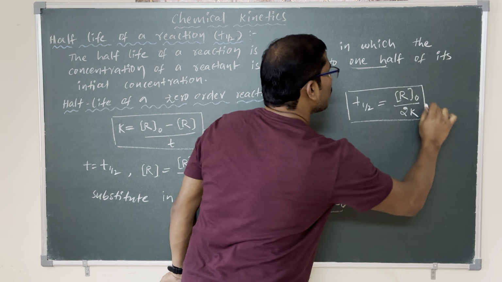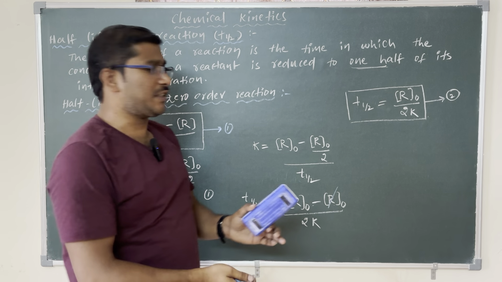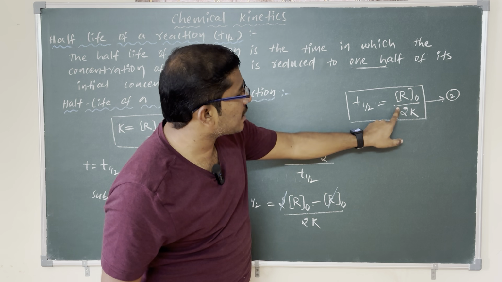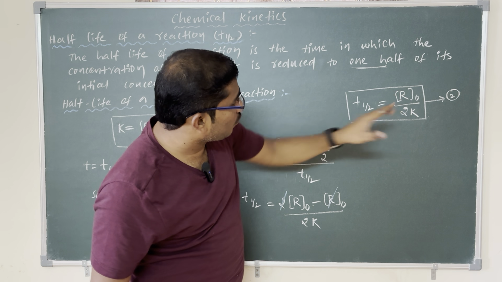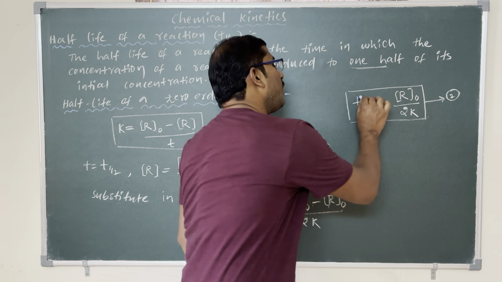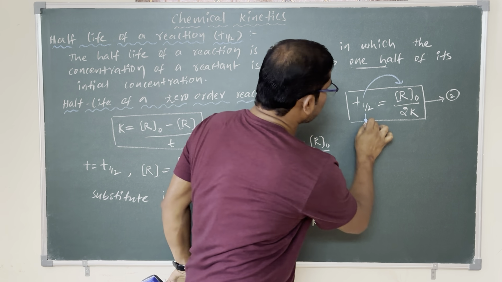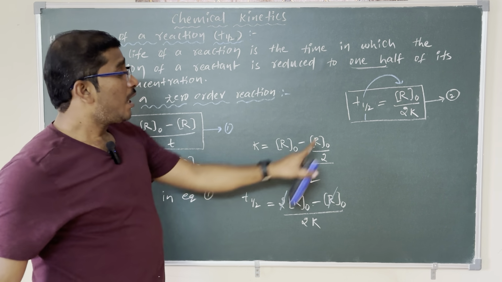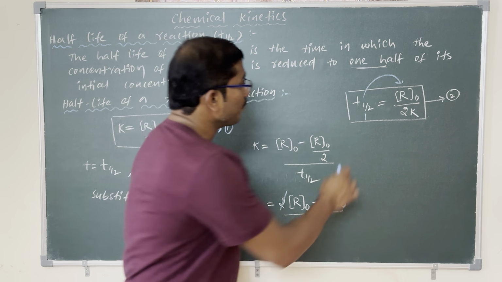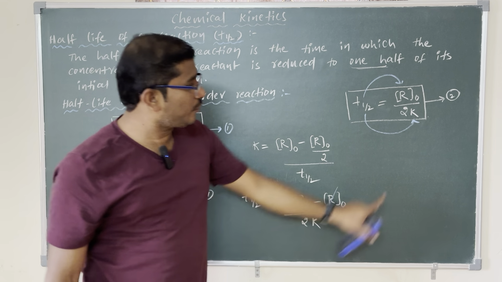A very important relation, students. I am going to take this as equation 2, for example. See, the half-life of a zero order reaction is equal to the initial concentration of reactants divided by 2K. What we understand from this equation is that the half-life of a zero order reaction is directly proportional to the initial concentration of reactants, and the half-life of a reaction is inversely related to the rate constant.